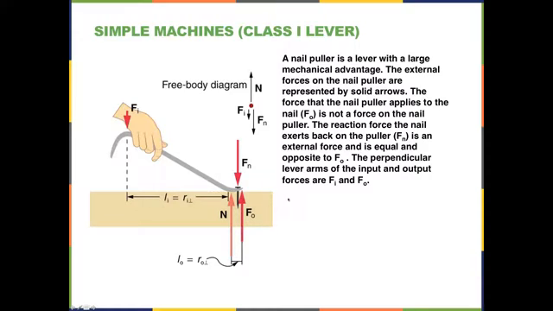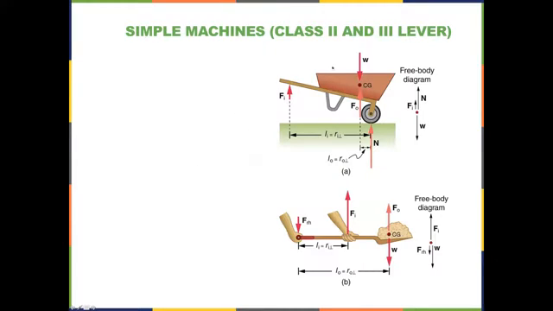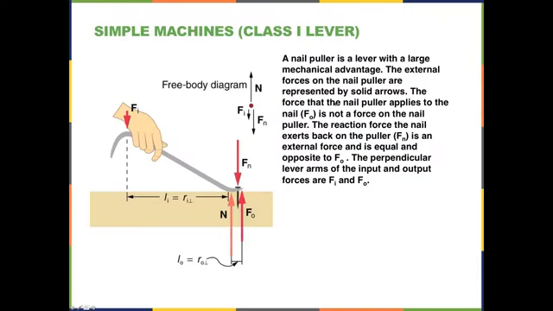Here's another type of simple machine. This is a second and a third class lever. Now if we back up just for a second, remember a first class lever, you have the pivot point here, you have the output on one side of the pivot point and the input on the other side of the pivot point.